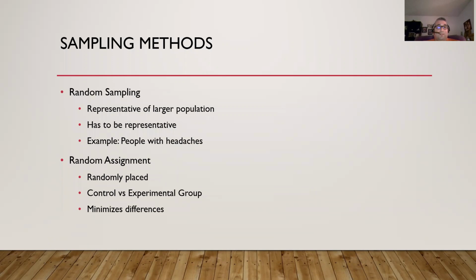Random assignment minimizes differences, and the way it's minimized is you take the 100 participants of the population, you take the 100 from the sampling, and you just randomly say 50 goes here to the control group, 50 goes here to the experimental group. You're not looking at height, weight, gender, you're not looking at anything. You're just saying, we all have headaches, 50 go here, 50 go there, okay? Just randomly assign.